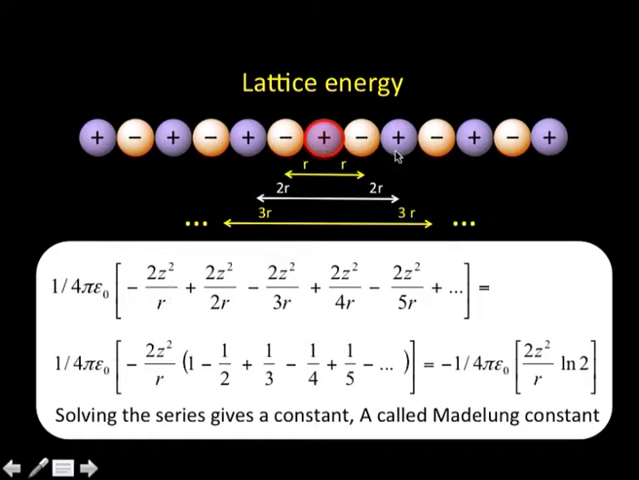Similarly, for the next neighbors, this will be plus 2 z square by 2r, because the distance is now 2r, and it is positive, which means it is a repulsive term. The earlier term is negative, an attractive term, because the charges are opposite, whereas identical charges repel each other. This way we can work it out, make a little simplification, and solve this series. What do I get in the brackets? All these things put together give a constant A, called Madelung's constant. We will talk a little more about it shortly.